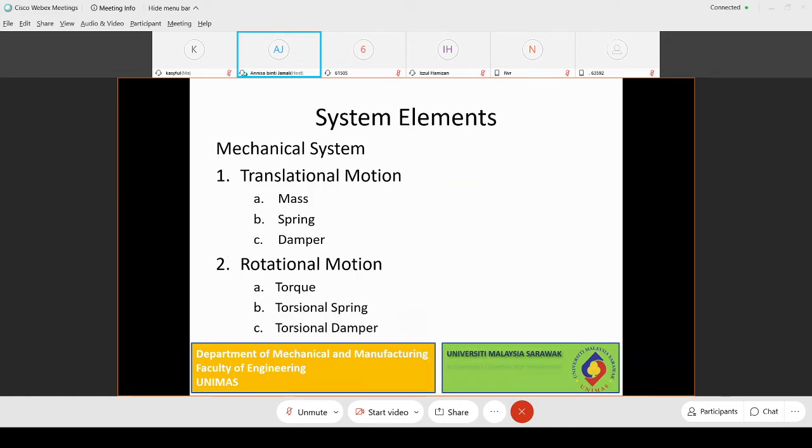Okay, now let's have a look at the system elements in detail. For a mechanical system, there are two different types of system element. The first one is translational motion. The second one is rotational motion.